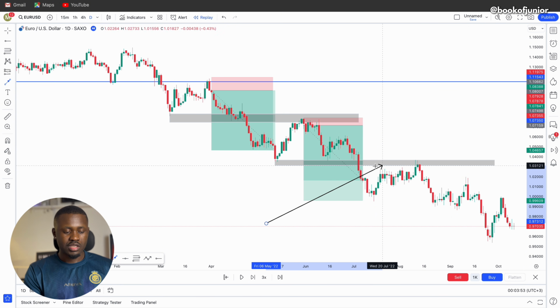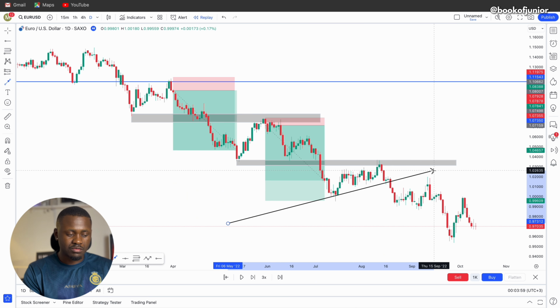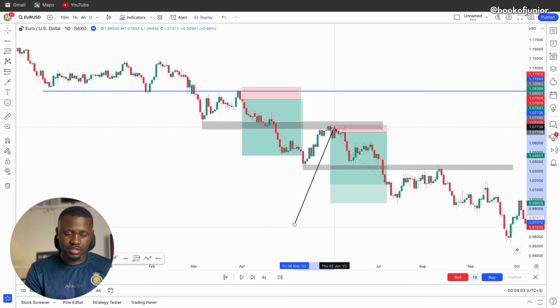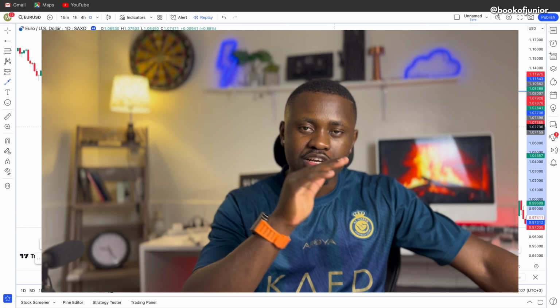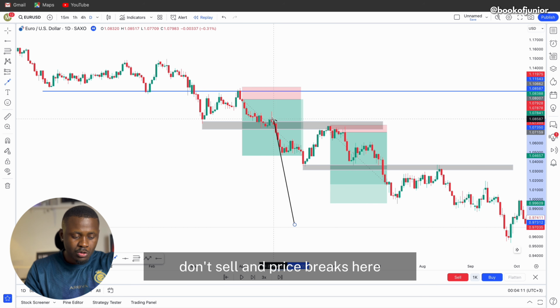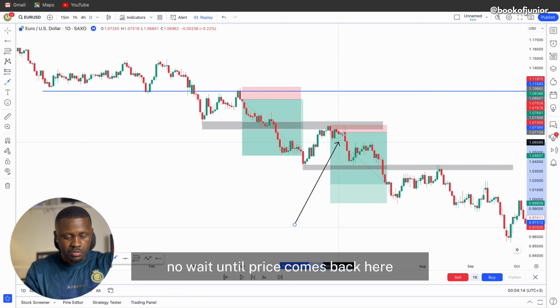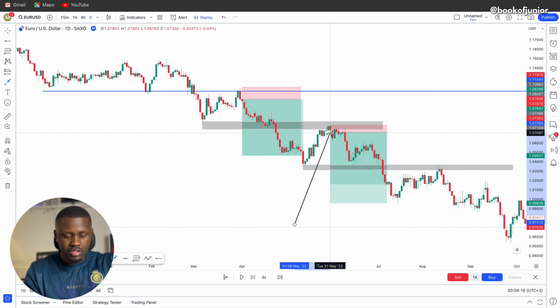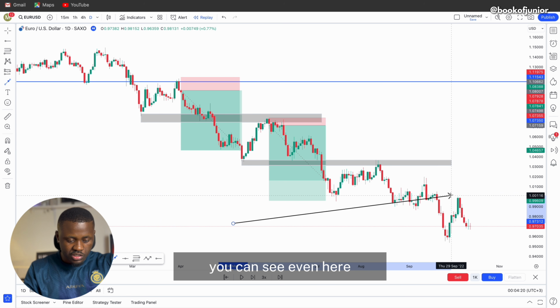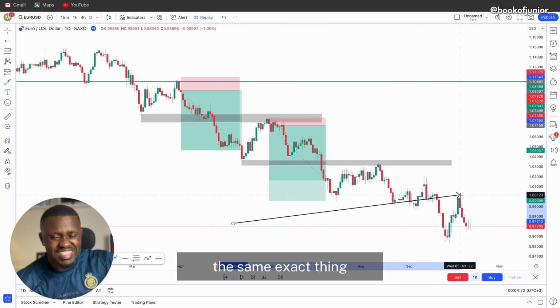As I mentioned, these are impulsive moves, and these are retracements. Impulsive moves, retracements. We always love to sell when price comes back to retrace. This is in a downtrend market, traders. Let me make this clear: always trade according to the trend of the market. Don't sell when price breaks here. No, wait until price comes back here, then you sell. Same to here, same even here. You can do literally the same exact thing.